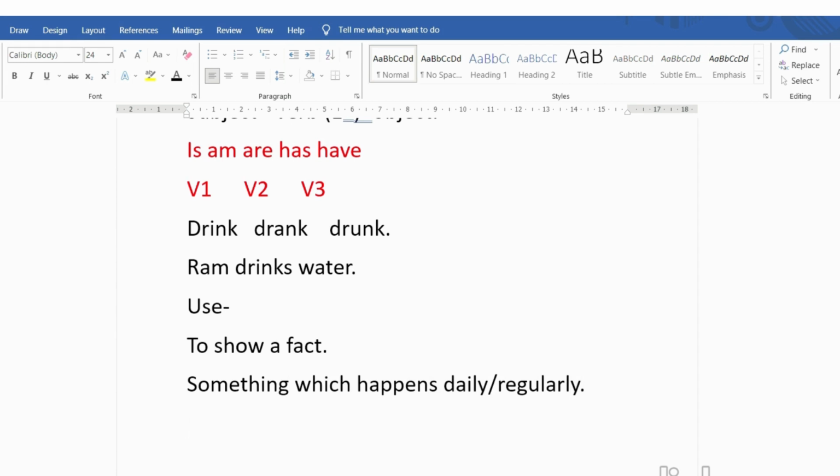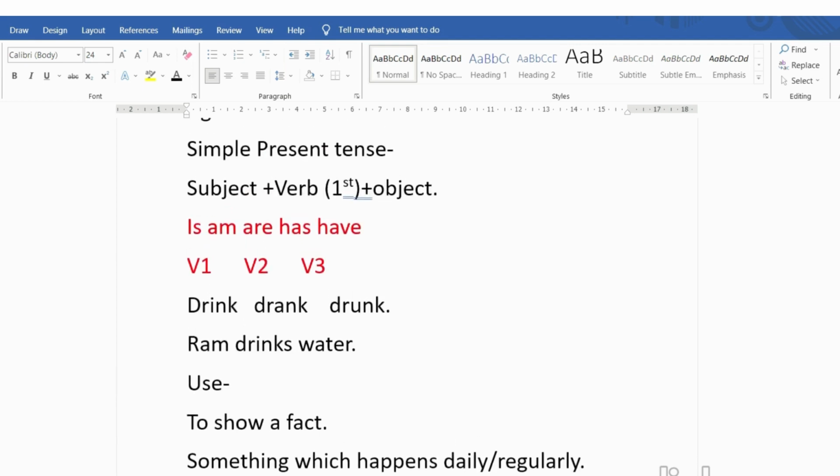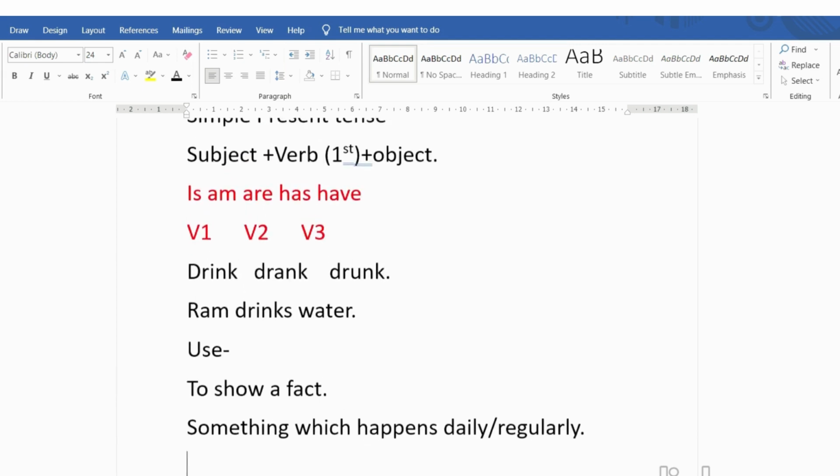A little trick in Hindi. Any sentence in Hindi which ends with ta hai, te hai, ti hai will be written in simple present tense. For example, मैं जाता हूँ will be I go. वह खेलता है, he plays. Okay, so any sentence in Hindi, if it ends with ta hai, ti hai, te hai, it is to be written in simple present tense.